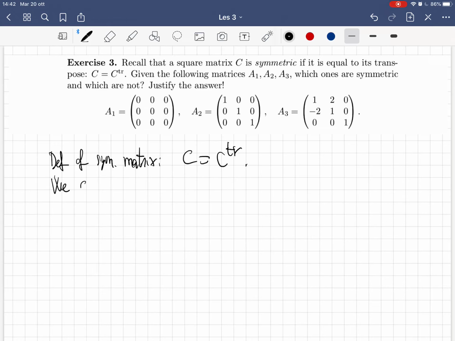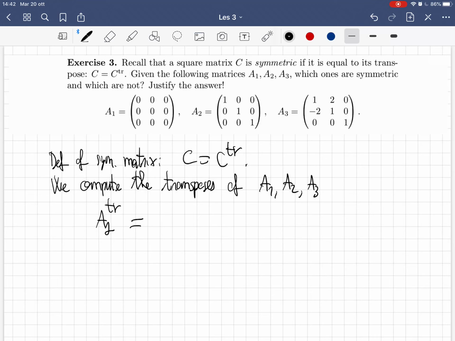So what we have to do is just compute the transpose matrices of these given matrices, and we just check whether they are equal to the original ones or not. So the first one is the zero matrix, the null matrix. So how do you compute the transpose? Well, the definition says that the rows become the columns and vice versa. So the first column is given by the first row of A1.